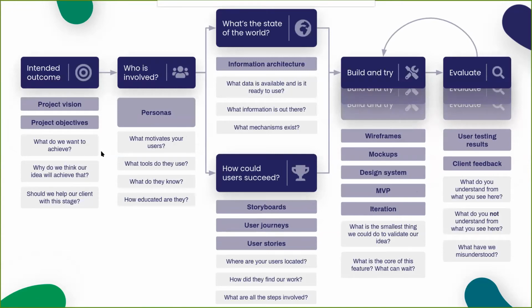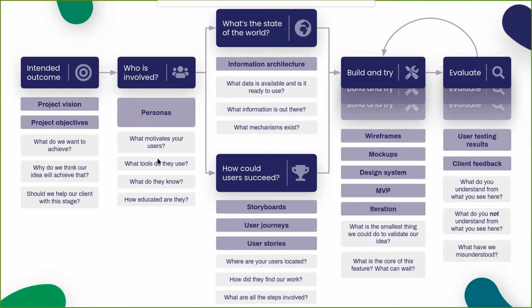Okay, I do want to go through these questions quickly, because I think they're helpful in a project, and they also help to understand what we mean here. Under intended outcome, we might ask, what do we want to achieve? Why do we think that our idea will achieve that? And when we're working with a client, we also ask ourselves, should we help the client with this stage? Do they have it in hand, or should we give them a hand? Because most of our clients, it seems, don't think about this as much as we do.